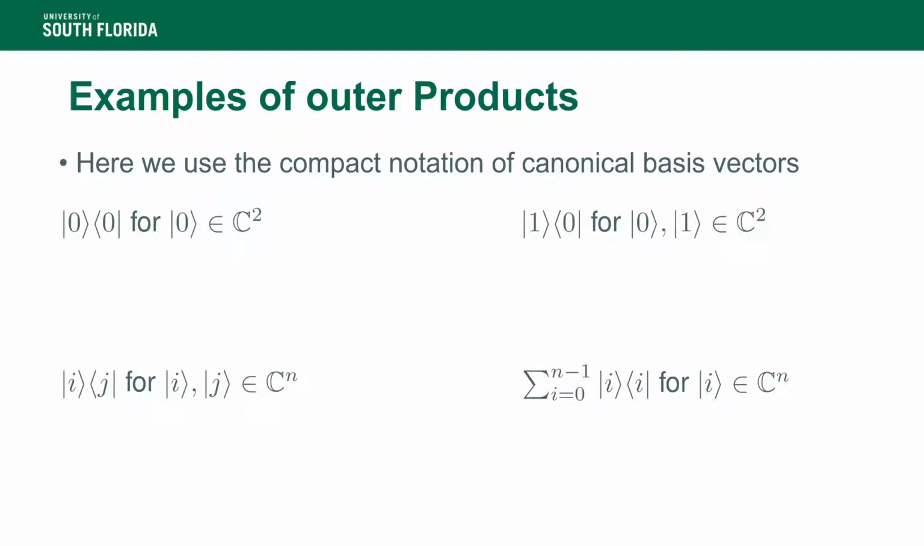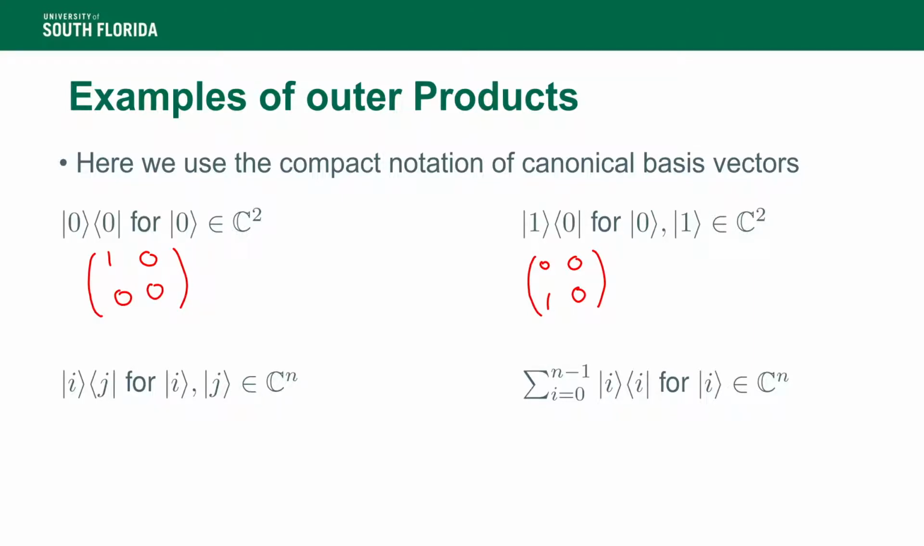Some examples here. Like we said before in the vector lectures, when you have the canonical basis and you take the outer product of the canonical basis, for example, if you multiply |0> by <0|, what you get is a 1 in the first coordinate and zeros everywhere else. Likewise, if you do |1> by <0|, what you have is a 1 in the second coordinate.